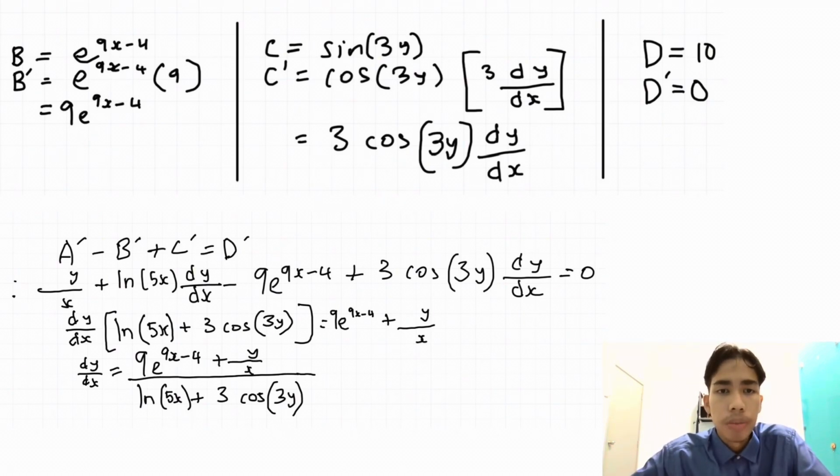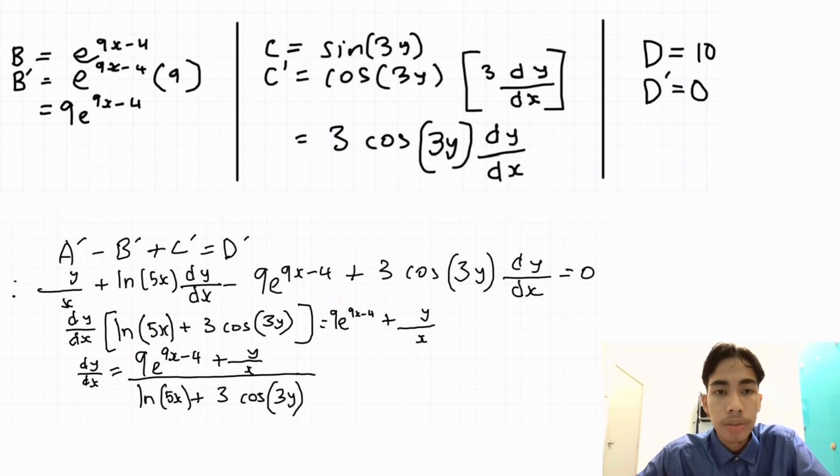Then we will put all of them together, where a prime equals y per x plus ln 5x dy dx, minus b prime, minus 9 e to the power of 9x minus 4, plus c prime, plus 3 cos 3y dy dx, equals d prime equals 0. Then we will put the equation that have dy dx on the left, and the equation that have no dy dx to the right. We will factor dy dx, where dy dx will times in bracket ln 5x plus 3 cos 3y close bracket equals 9 e to the power of 9x minus 4 plus y per x.